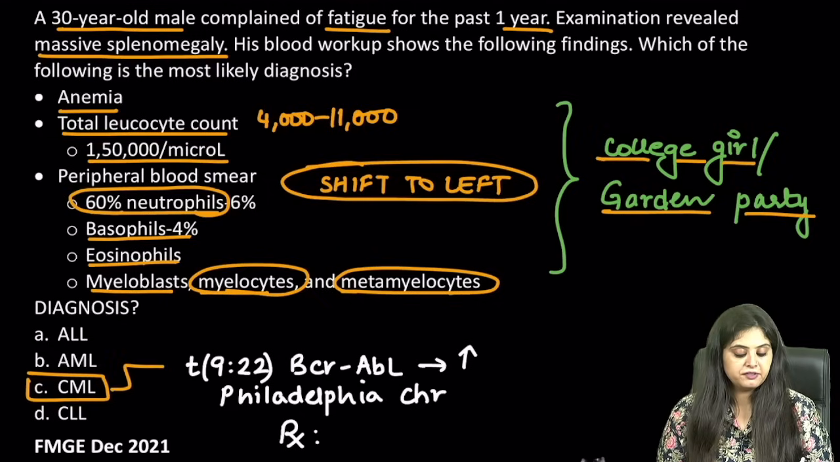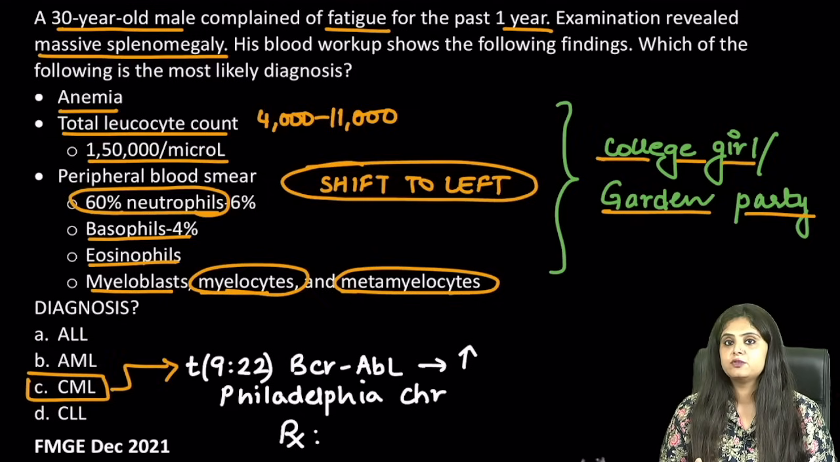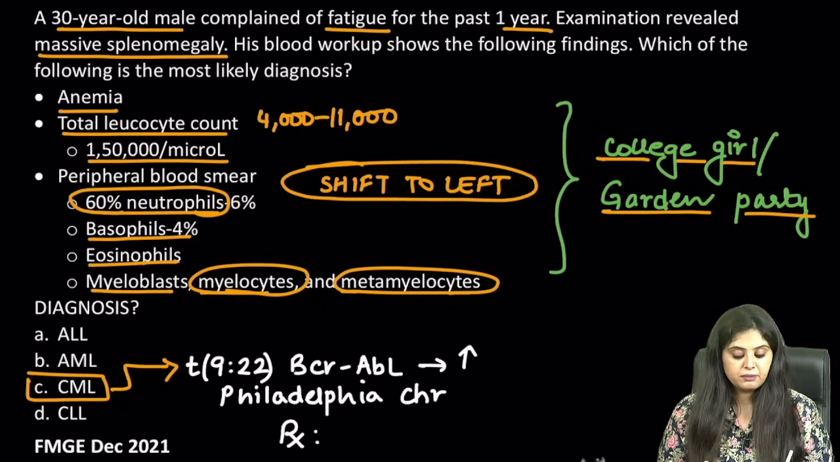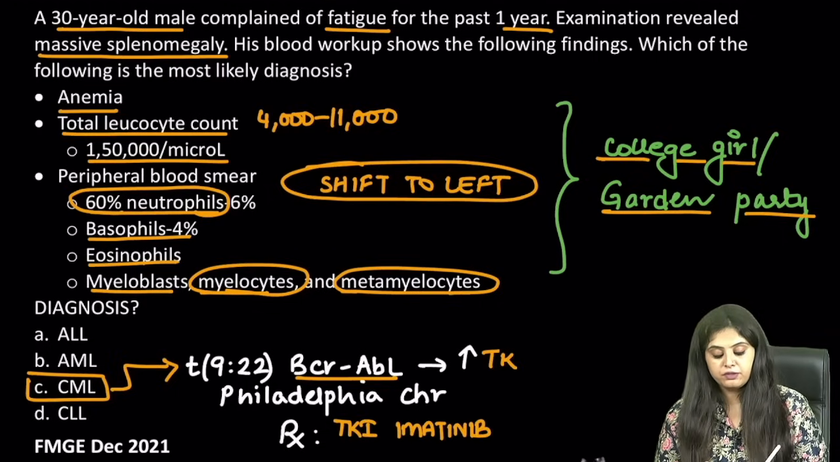We all know CML is Philadelphia chromosome, so translocation 9;22, which means that BCR-ABL fusion has occurred, and that increases tyrosine kinase levels. So the treatment is going to be a tyrosine kinase inhibitor, which all of us know by the name of imatinib mesylate, and that is most important for FMG exam.